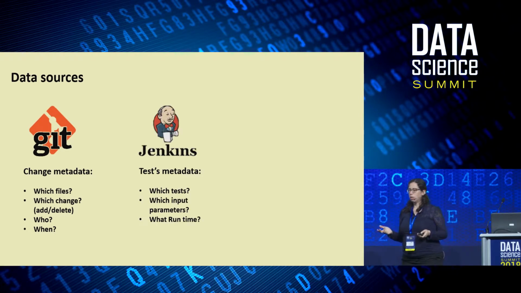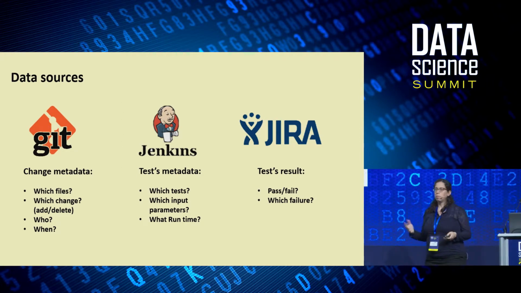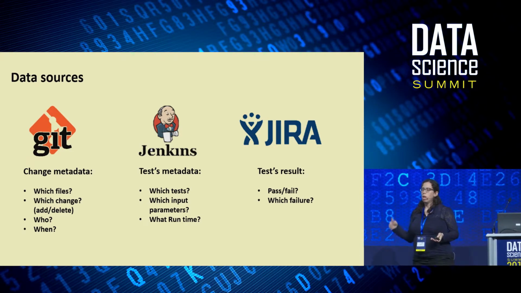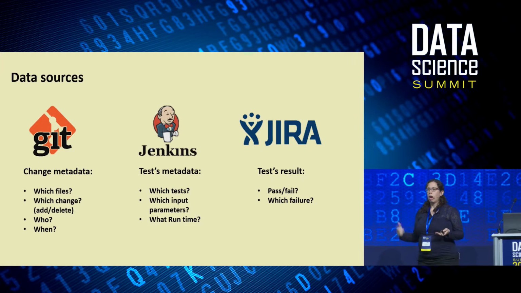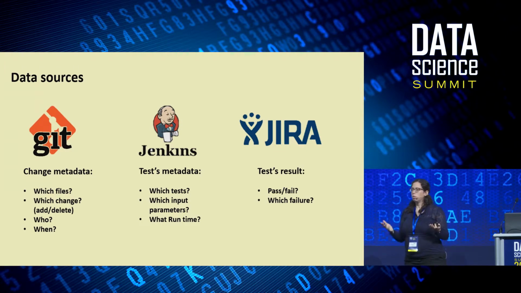We also have information about the test. We know which test ran, what was the input and what was the runtime, and we can use it also. Another thing is information about the result of the test. I know if the test pass or fail, and I know which failure, because like every developer, we want a variety of failures. We want different types of failures, because different types may teach us about different bugs that we will want to debug.